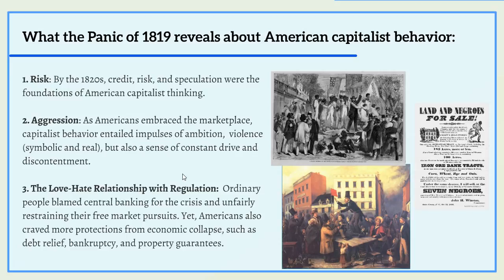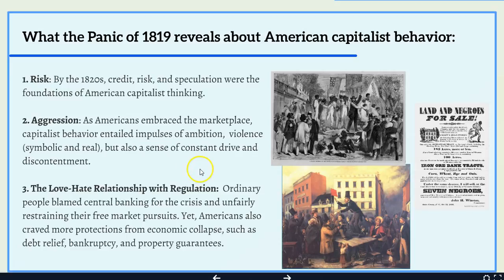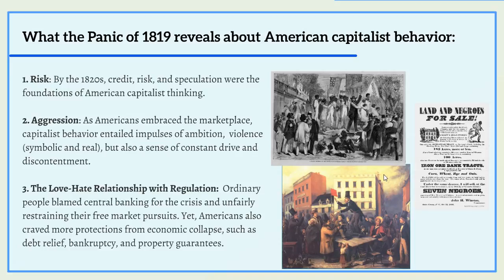Lastly, what we see in the Panic of 1819 is that it reveals this fundamental love-hate relationship with regulation in the United States. On the one hand, ordinary Americans blamed the central banking system and its regulatory powers for creating the crisis to begin with. And that may be true, but the view among many Americans was that the central bank and regulation more generally was unfairly restraining free market pursuits.